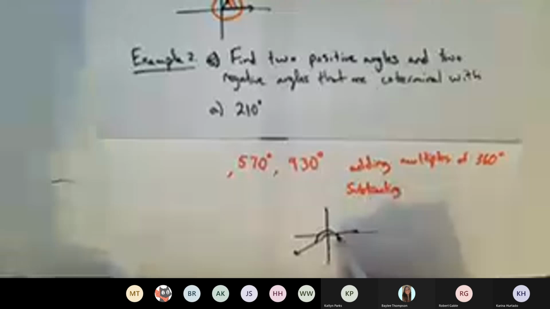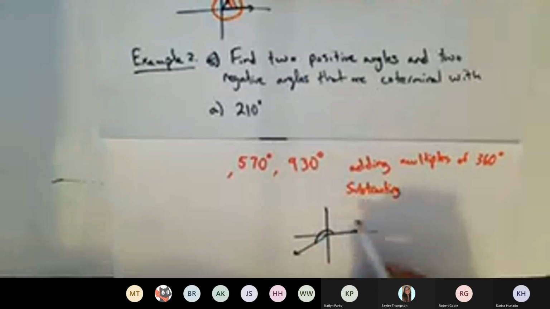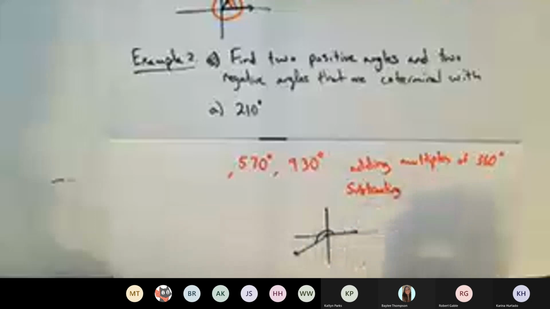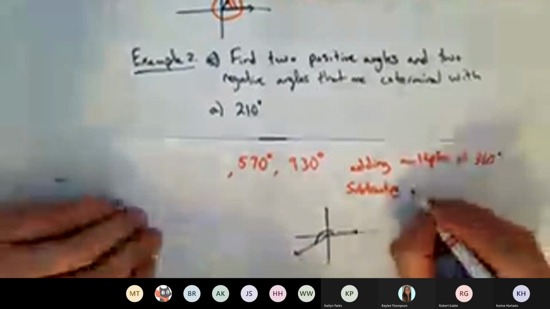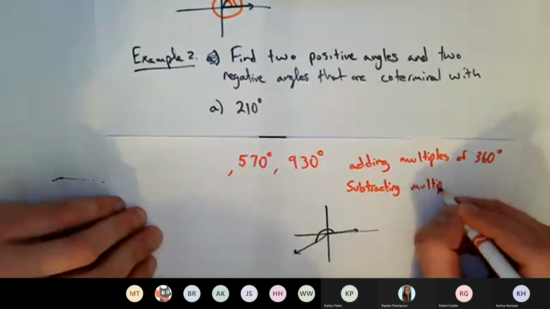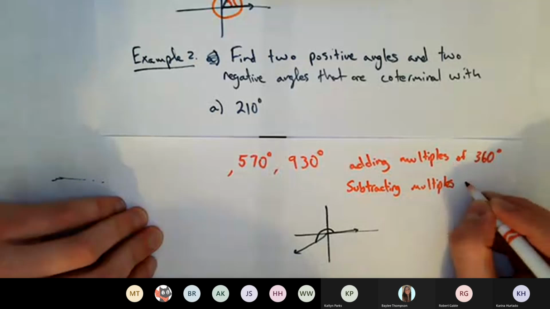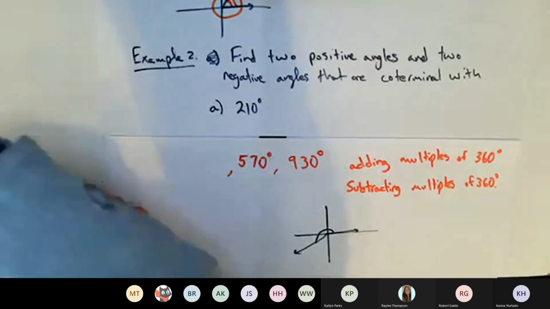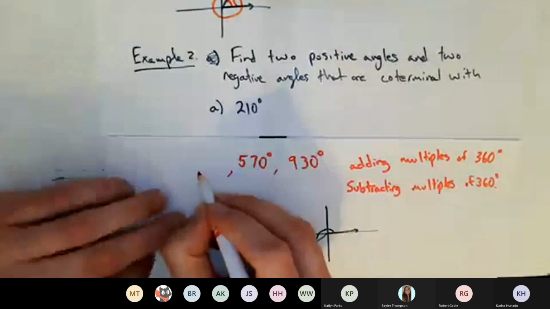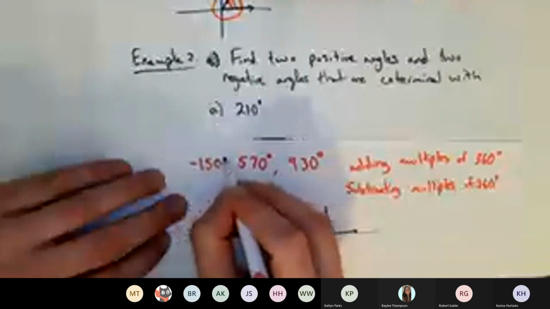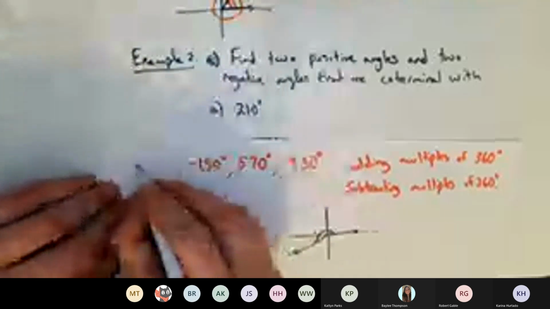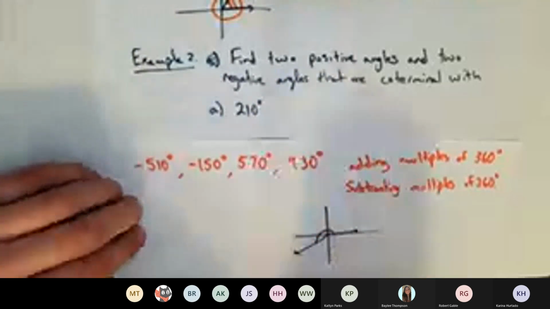So far I've drawn an angle going all the way around and then all the way around again. What if I go backwards? I can get there by subtracting multiples of 360 degrees. So I'll start with my 210 and subtract 360, and I'll get negative 150, subtract another 360, and I'll get negative 510 degrees.